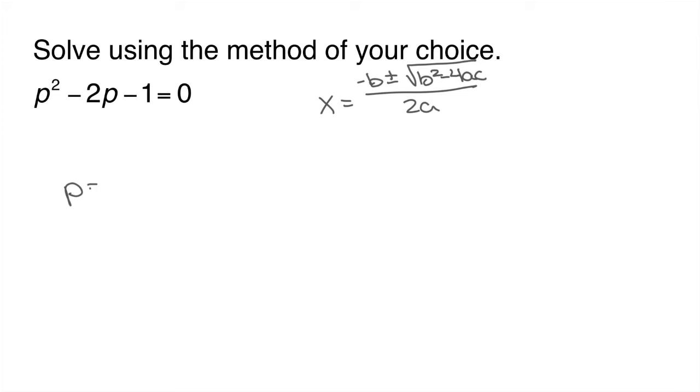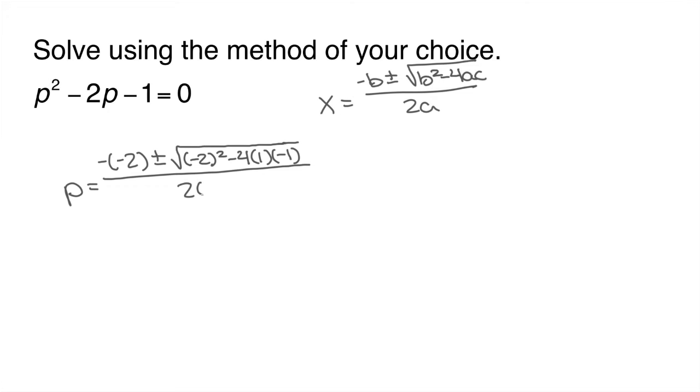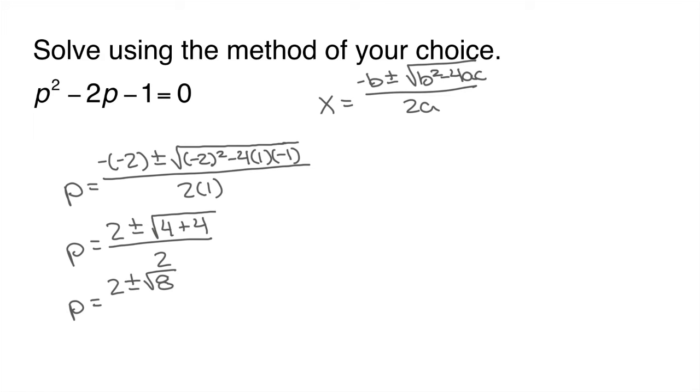So we have p equals negative of negative 2 plus or minus the square root of negative 2 squared minus 4 times 1 times negative 1, all over 2 times 1. Simplifying, we have p is equal to 2 plus or minus the square root of 4 plus 4 all over 2. Adding inside the radical, we have p equals 2 plus or minus the square root of 8 all over 2.